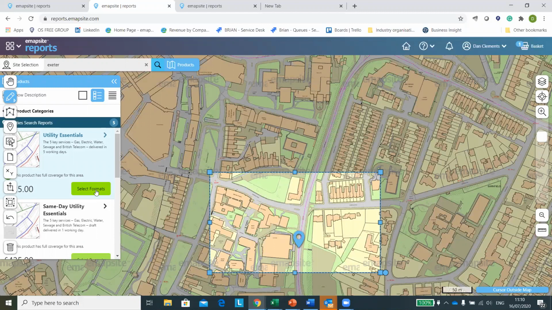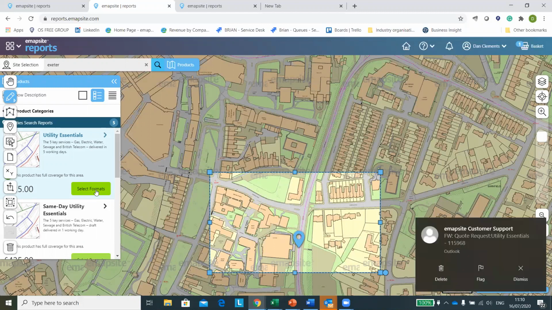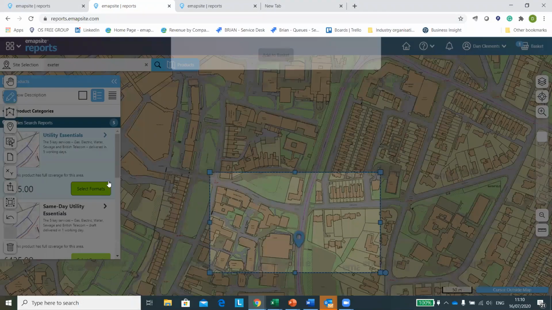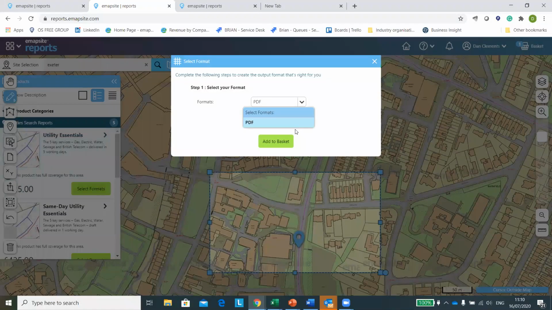We validate the price with Stephen and his team, and then come back to you very quickly with a price based on that location. So no delay in that speed. Obviously, if the site's smaller, you can just go through the platform here and order the report by clicking the format, PDF, and then going through into your basket and ordering.